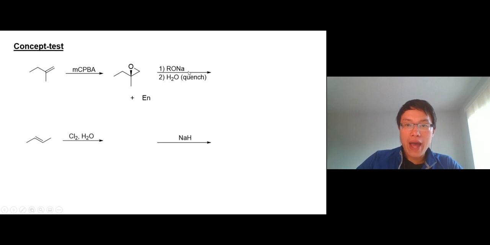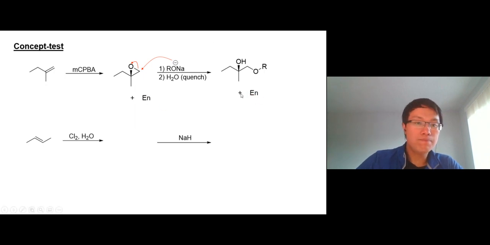The next step, we have a sodium alkoxide, which is a strong nucleophile, and a strong nucleophile will go SN2, go to the least substituted carbon. Okay, so that's SN2, and the enantiomer we go to is the enantiomer.